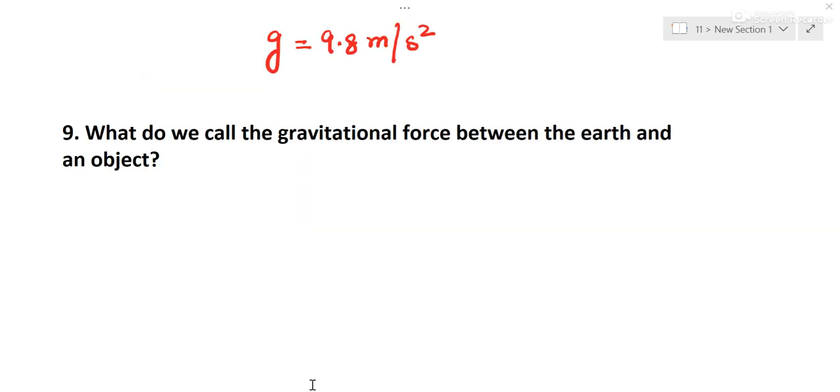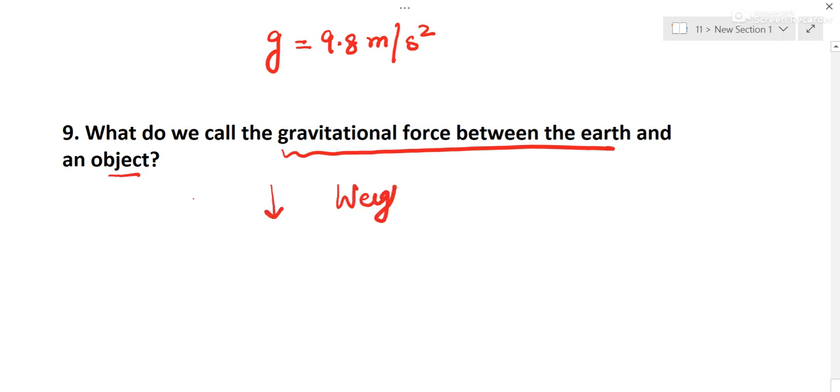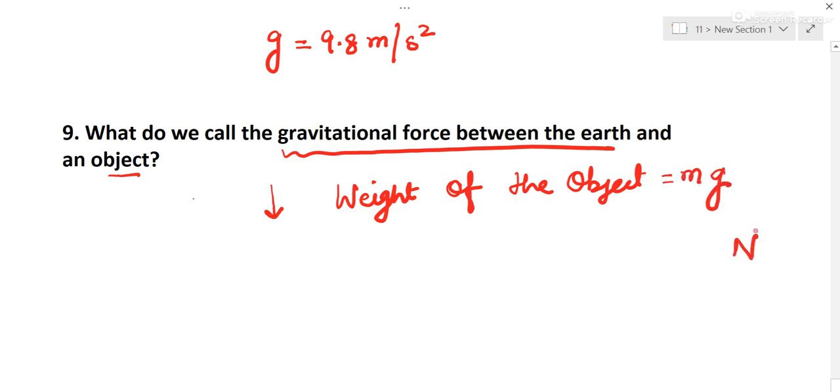What do we call the gravitational force between earth and object? So the force with which object is attracted towards the center of earth is called weight. Weight of the object. And what is the formula of weight? We know it, m into g. SI unit is Newton. It's a vector quantity. What is the direction of weight? Vertically downwards.